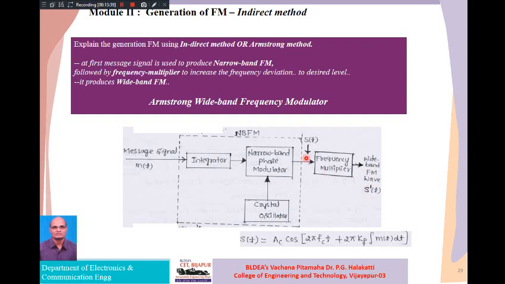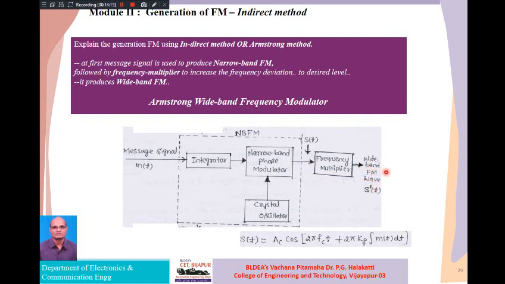So that's what we are telling. At the first stage, the message signal is used to produce the narrowband FM. The first step of generation of FM by the indirect method is to generate NBFM using the message signal. In the second step, we use a frequency multiplier, which increases the frequency deviation to the desired level so that it can produce the wideband FM. The narrowband FM is very narrow, and we enlarge it with the help of the frequency multiplier to get the wideband FM.